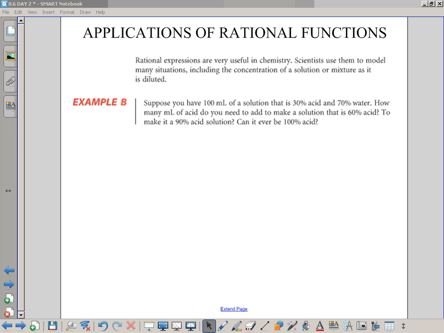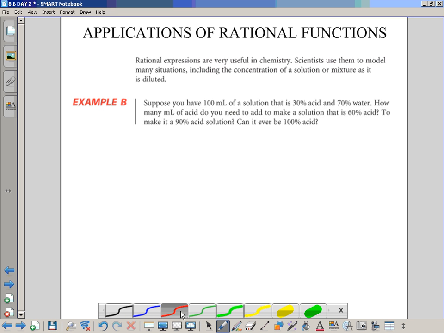Suppose you have a 100 milliliter solution that is 30% acid and 70% water. How many milliliters of acid would you need to add to make that solution 60%? So we're trying to make it more acidic. This is a good tie-in with chemistry class, and let's see what we have here.